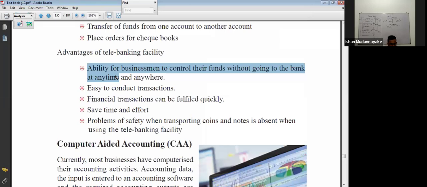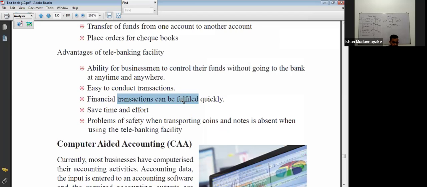Right. Here, first one: ability for businessmen to control their funds without going to the bank. Yes. Without going to the bank, we can manage our funds. And then easy to conduct transactions. Financial transactions can be fulfilled quickly. Quickly we can transfer cash. Next one, save time and effort. Last one, problems of safety when transporting coins and notes. No need to transfer coins and notes. Like that, through internet, we can do banking activities.